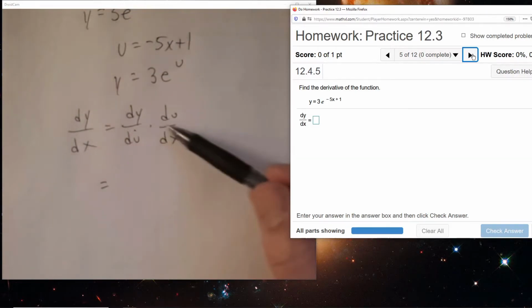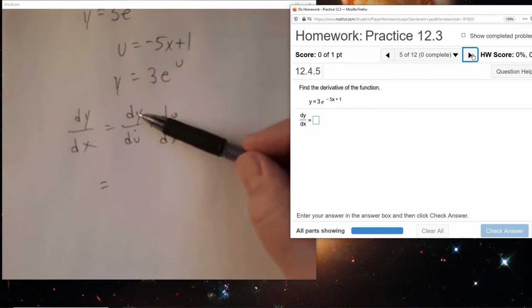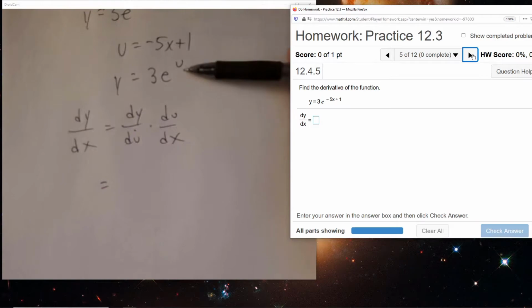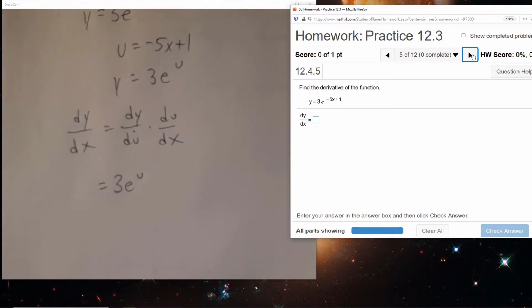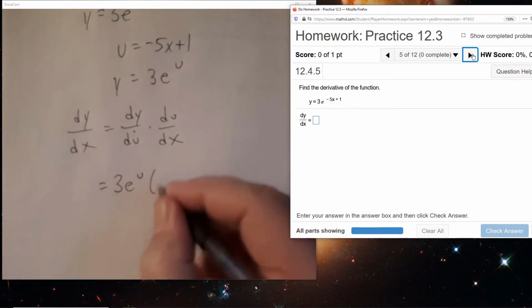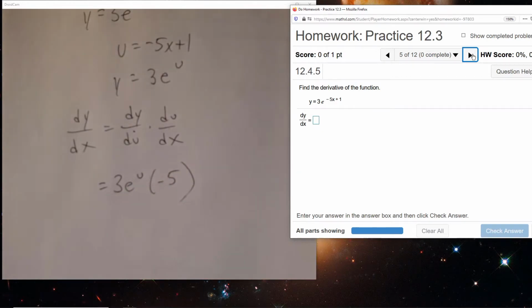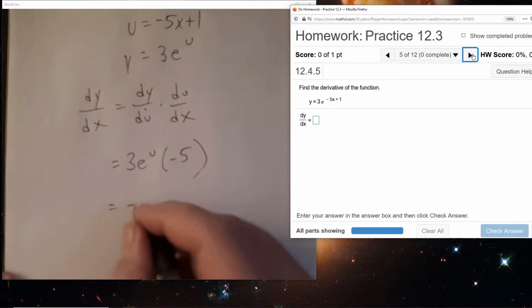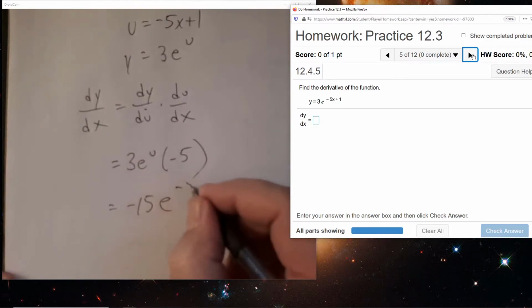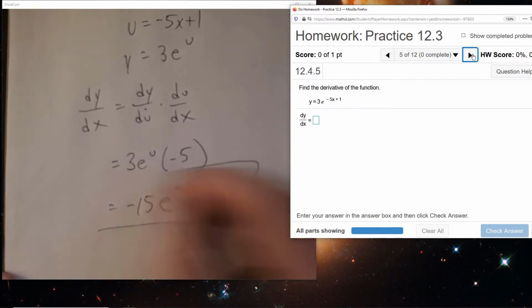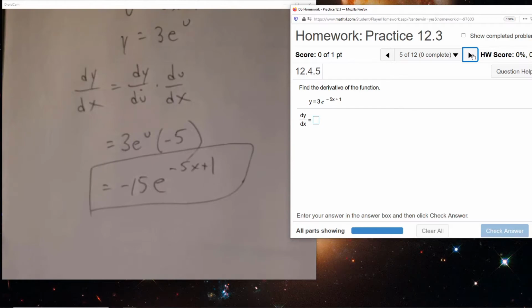And we'll plug in these pieces. The derivative of y. Here is y right here. The derivative of e is itself. And then we take the derivative of u. Here is u. We'll take that derivative, and then we'll clean up our answer and plug back in what u is. And that's our answer.